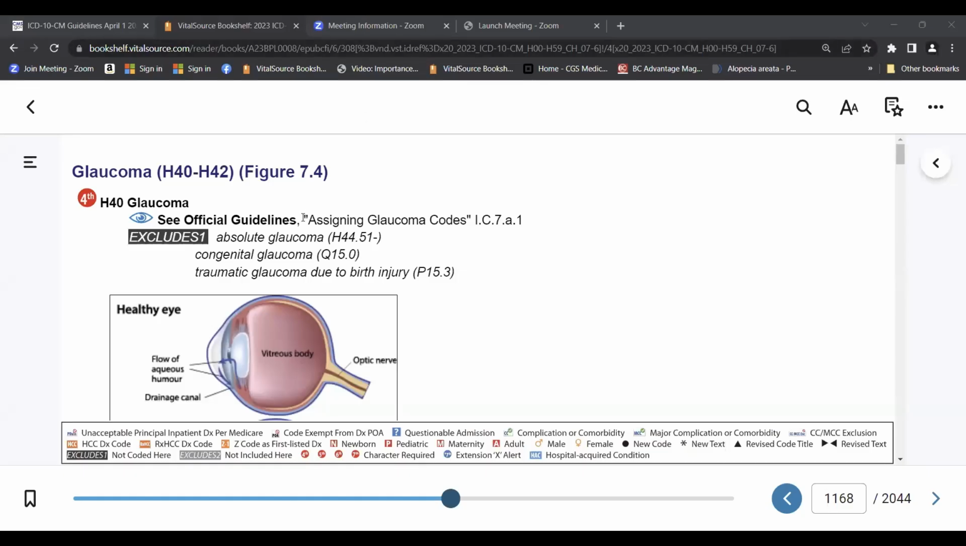So before we get into the guidelines, I've gone to the tabular section of the book of the ICD-10 manual, and I wanted to show you a little bit about H40 through H42. You can see that is the range here for the glaucoma codes, H40 through H42. And also we have an Excludes1 note at the very top. So this code set excludes absolute glaucoma, congenital glaucoma, meaning they were born with it, and traumatic glaucoma due to birth injury. So these codes are excluded with H40.